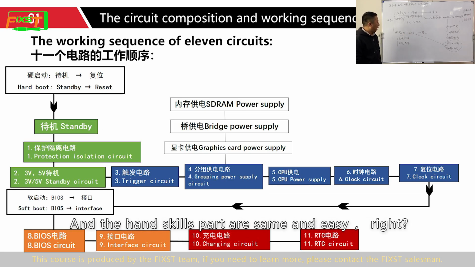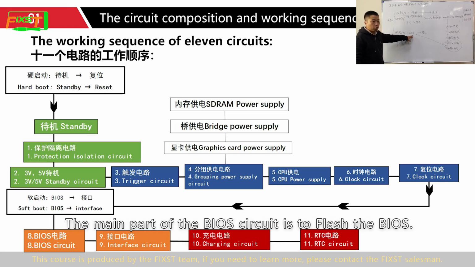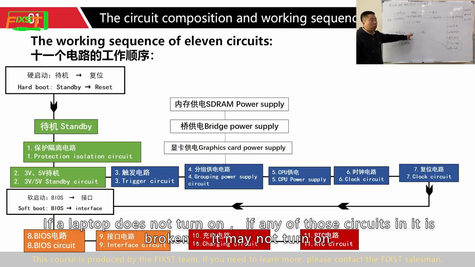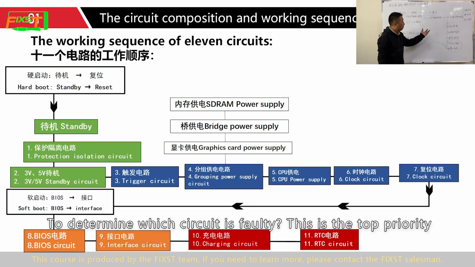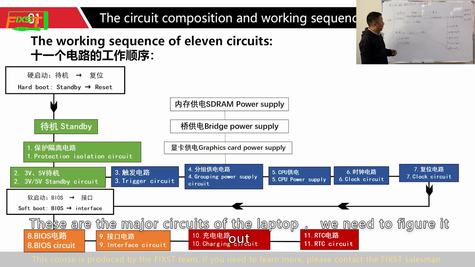It is easy, right? The main part of the BIOS circuit is flashing the BIOS. If a laptop does not turn on, and any of those circuits is broken, it may fail to turn on. So when we are repairing, we use the curve of the DC power supply to reduce the scope of repairs and determine which circuit is faulty. This is the top priority. These are the major circuits of the laptop. We need to figure it out.